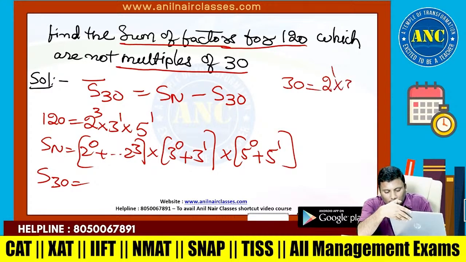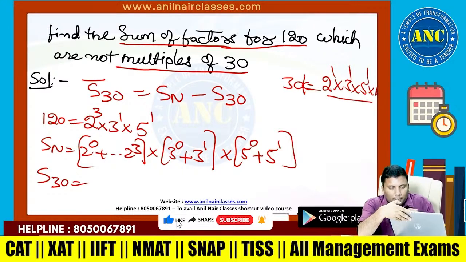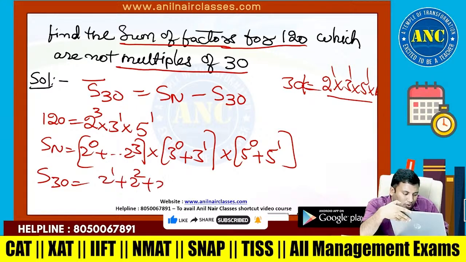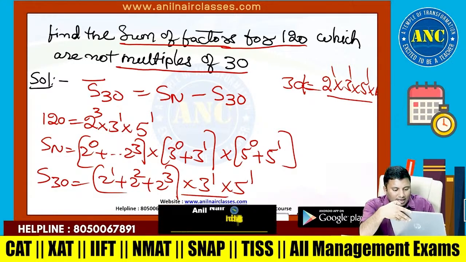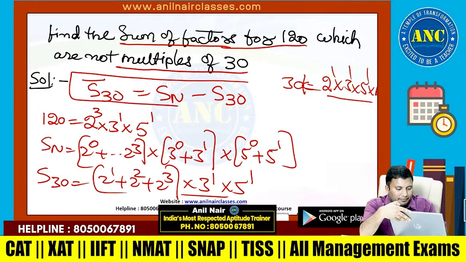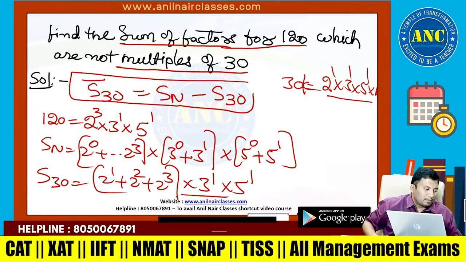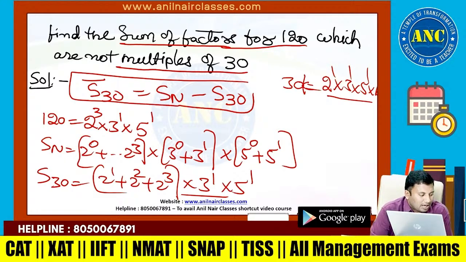Multiples of 30 are 30k, which is 2, 3 and 5 into k. Power of 2 in 30 is 2 power 1, so 2 power 1, 2 square, 2 cube. 3 power 1 and it is 5 power 1. Sn minus S30. I hope the concept is clear.